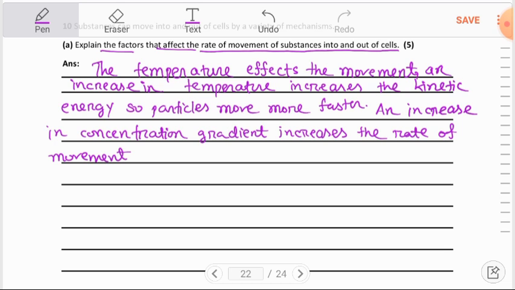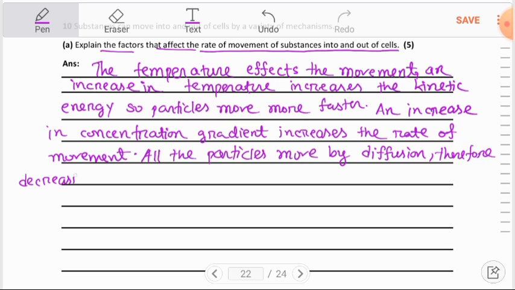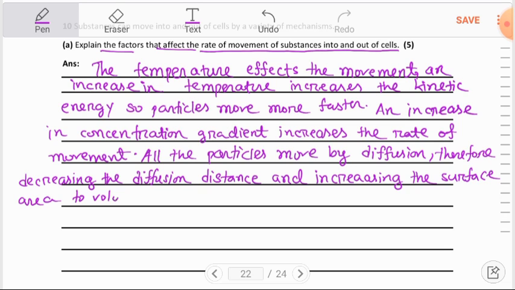All the particles move by diffusion. Therefore, decreasing the diffusion distance and increasing the surface area to volume ratio would increase the rate of diffusion.